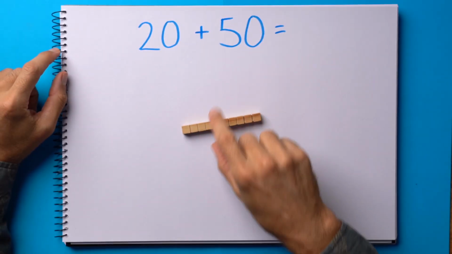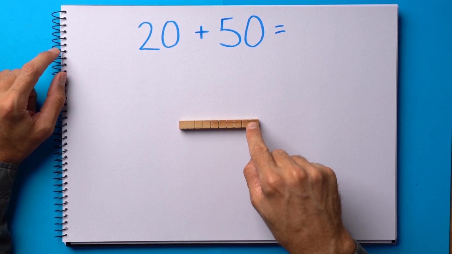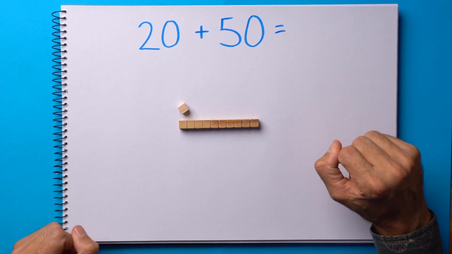There's 10 little pieces, 1, 2, 3, 4, 5, 6, 7, 8, 9, 10, and this represents 10 of these little ones. We can use this to help model our numbers and understand the process.